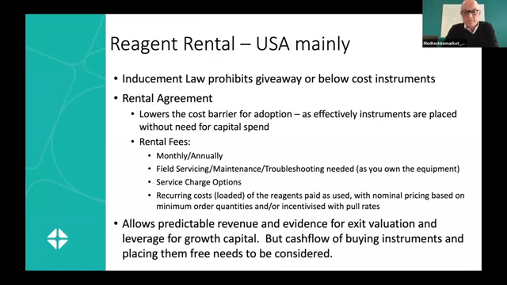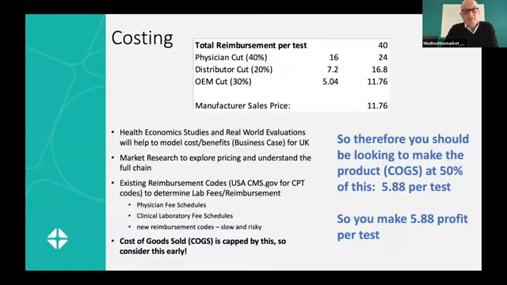you're going that way. You have to remember you need to buy those instruments, because you're going to be placing them in the market effectively for free on the long-term rental. You need to consider your cash flow.